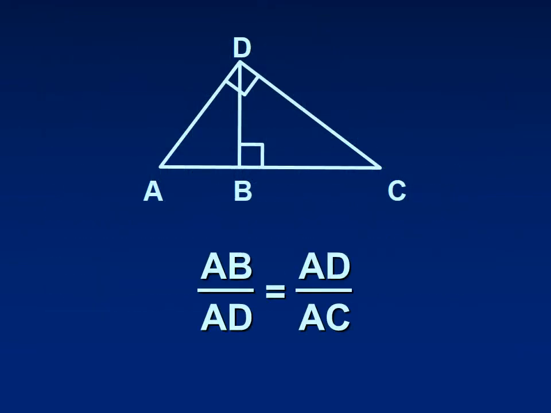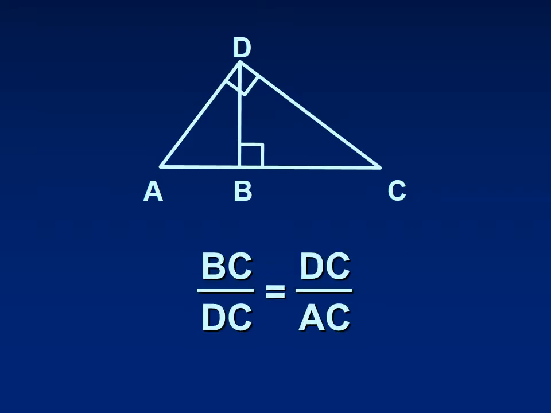So for this one, AB over AD, so this hypotenuse. So this hypotenuse is our geometric mean. So this is going to repeat again, AD over AC. So notice it was the short segment over our geometric mean equals our geometric mean over the entire segment.